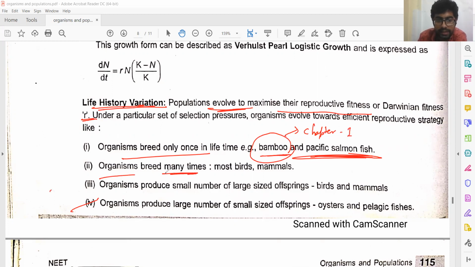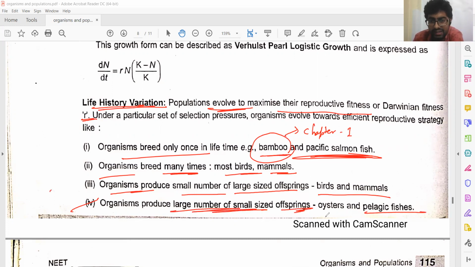Again, organisms that breed many times, most birds and mammals. Organisms produce a small number of large-sized offspring. Birds and mammals, we are having one offspring at a time, no? But the offspring is of large size. Organisms produce a large number of small-sized offspring: fishes, oysters, etc. Okay. So this is all for today. In the next lecture, we'll be trying to complete this whole chapter. Okay.